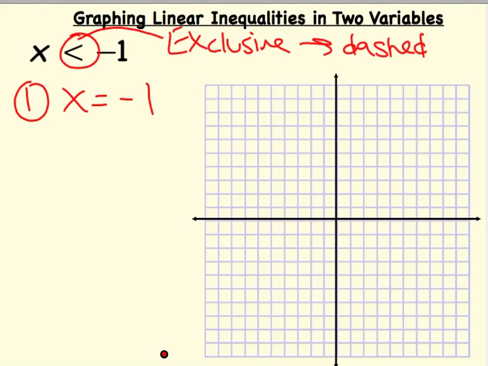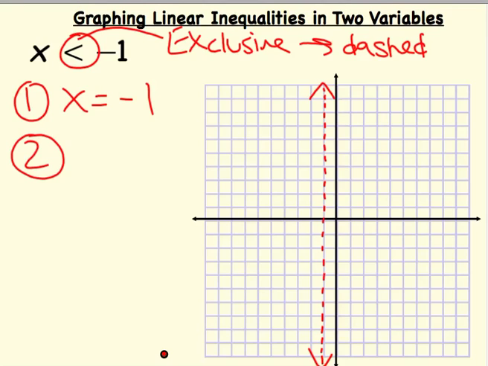We still need the line there as a boundary, but we're going to make it dashed to say don't include the line, but everything on one side of the line. So I want to put a dashed line. Don't forget the arrows. At x equals -1.